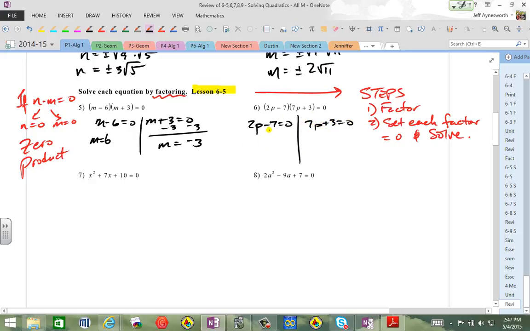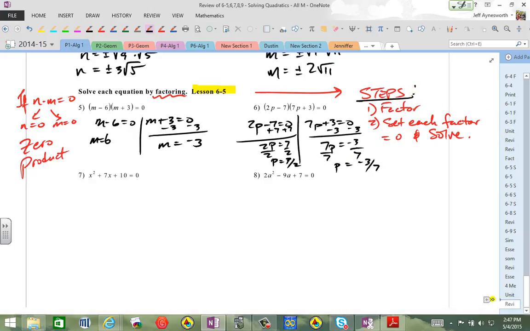And when you do, you get 2p equals 7. Divide by 2, you get p equals 7 halves. Over here, you subtract 3, and you get 7p equals negative 3. Divide by 7, and you get p equals negative 3 sevenths. So set each factor equal to 0 and solve. Easy, especially when it's already factored, right?